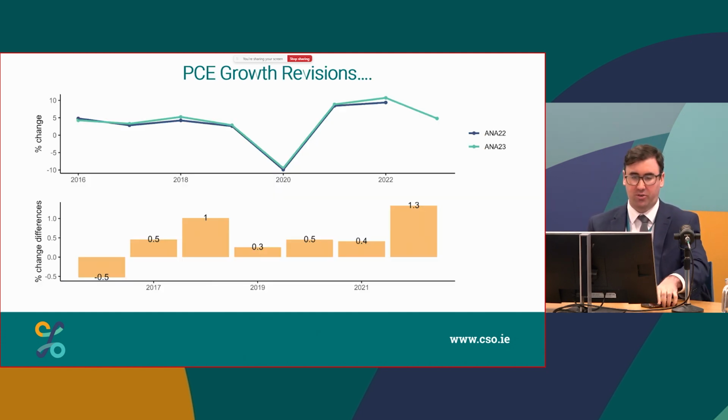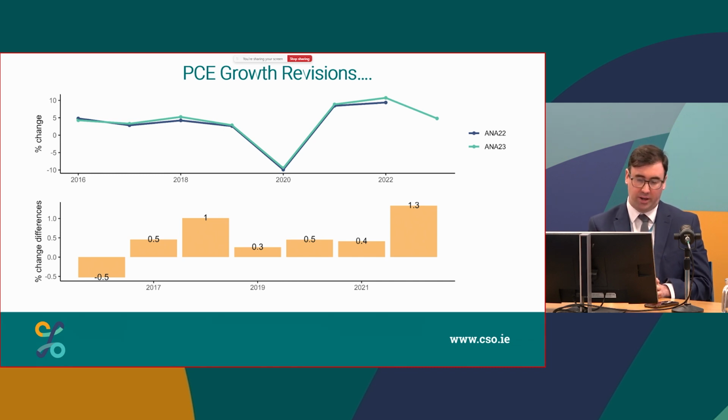So let's change gears a little bit and look at some of the revisions to PCE. As was mentioned in the press conference, this is a benchmark revision year, and we have significant revisions going back a number of years. The top panel is looking at the growth rates for today's release and also last year's vintage. It's not clear from the top graph, because the scale on the y-axis is quite large because of the pandemic volatility, but on the bottom, you can more clearly see the changes.